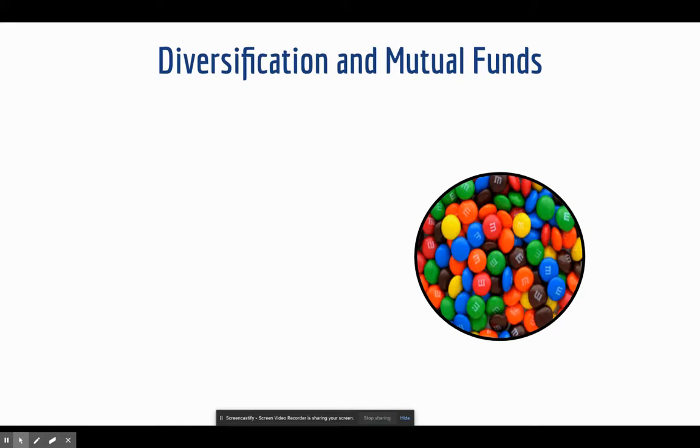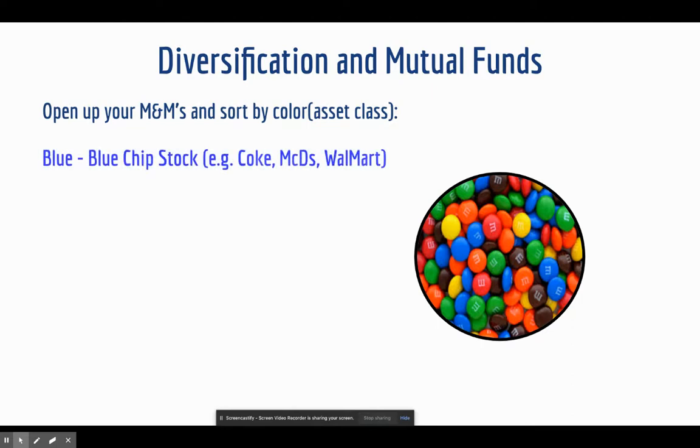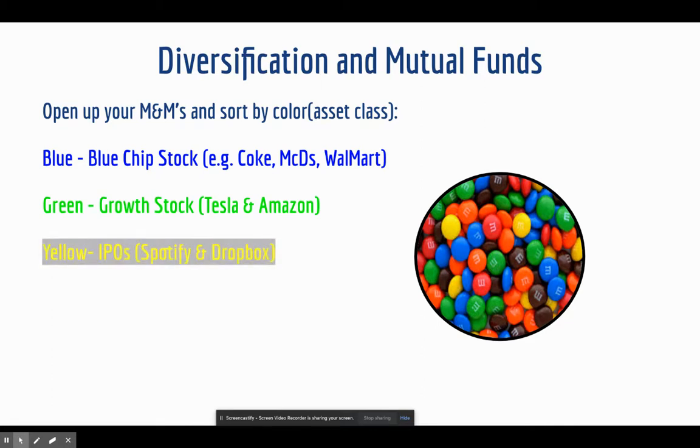The way I like to introduce diversification in mutual funds is to imagine you have some leftover M&Ms from Halloween candy. This is typically the time of year where I have leftover Halloween candy that I'd be sharing with you guys. If you opened up your M&Ms and sorted all of the colors by asset class, let's say the blue M&Ms represented blue chip stocks, like Coca-Cola, McDonald's, Walmart, not necessarily those companies, but examples. Greens were growth stocks, so companies like Tesla and Amazon, maybe Facebook.